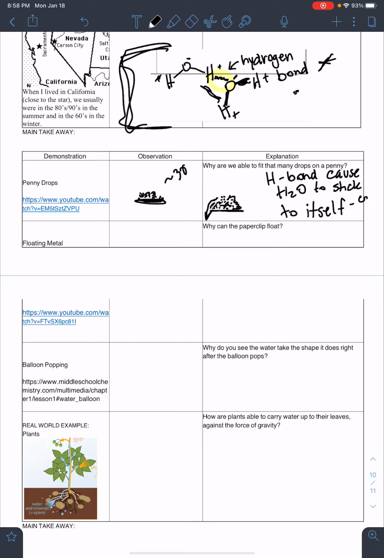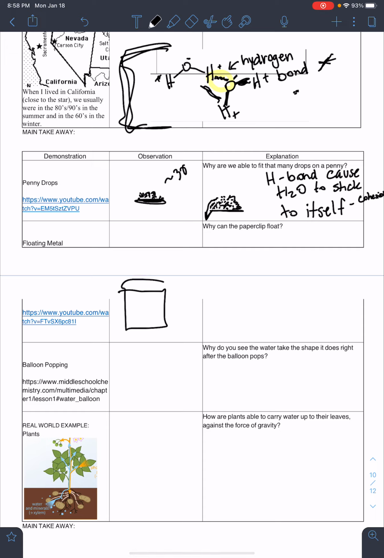So this is called cohesion. You'll hear that word sometimes, cohesion, adhesion. You don't really need to know them for this class. It might be good to use on a test or something like that, but cohesion is when it sticks to itself.